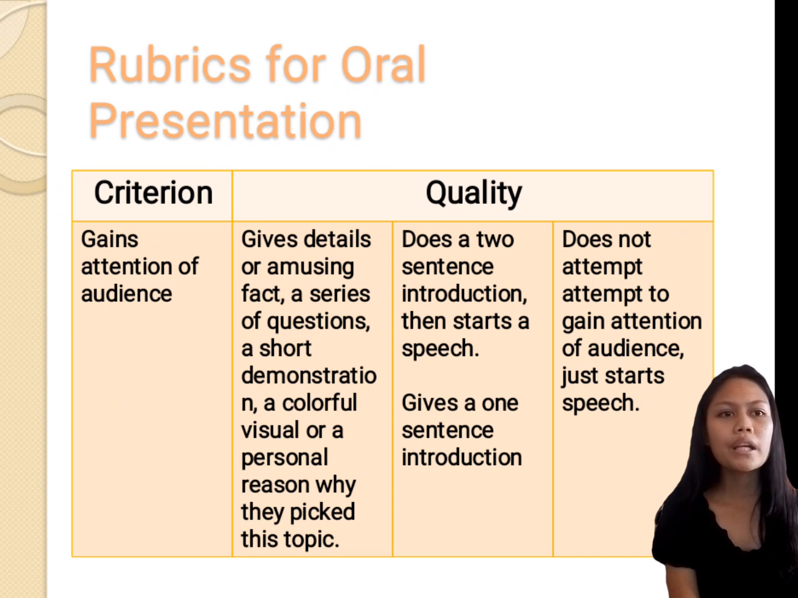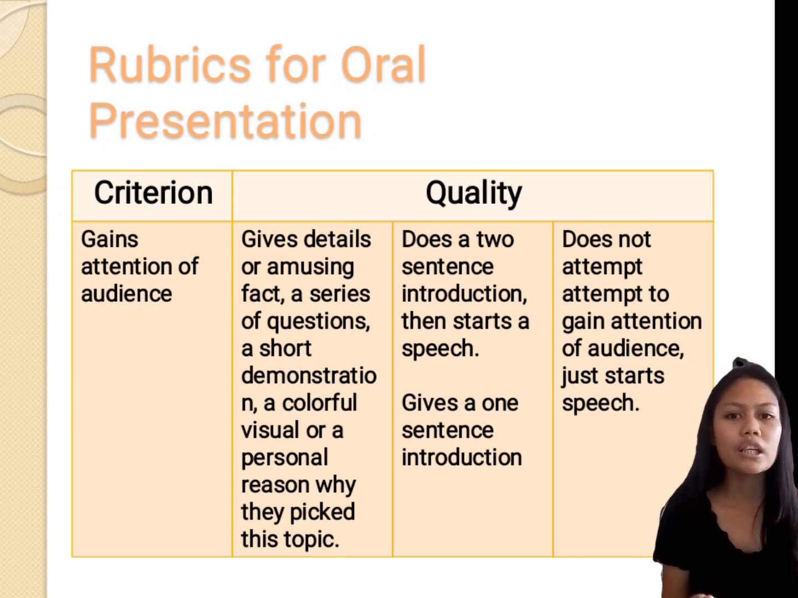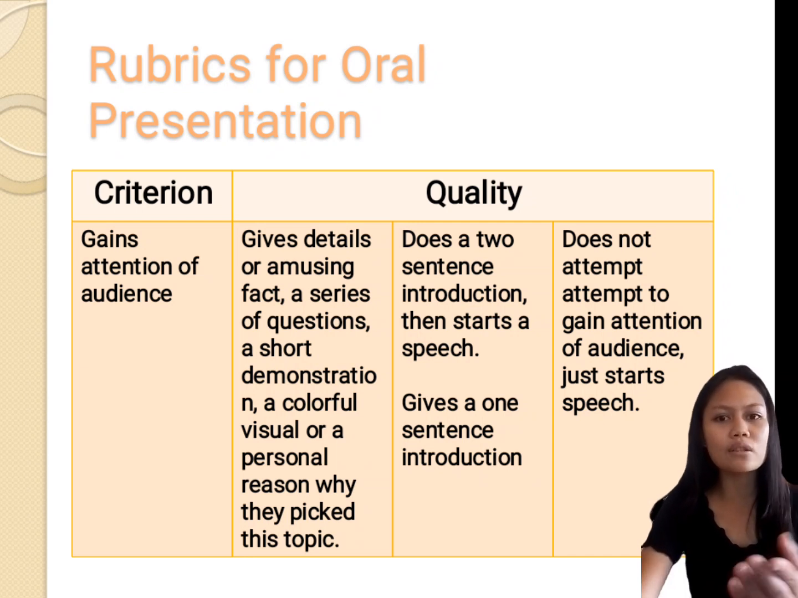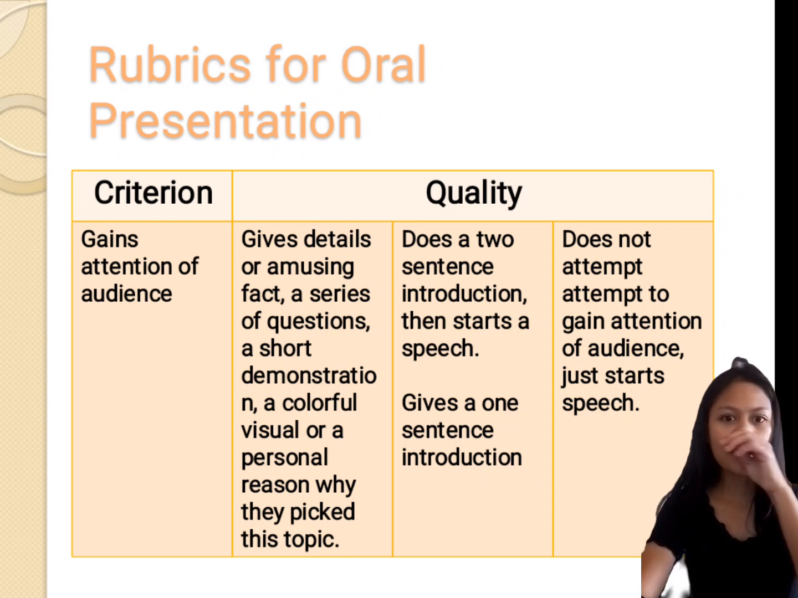So this is the rubric for oral presentation. These are the qualities that you need in order to have a better oral presentation. The first criterion is that it needs to gain the attention of the audience. We need to catch the attention of our reader or audience, because it is an oral presentation. The presentation needs to satisfy our audience or reader.